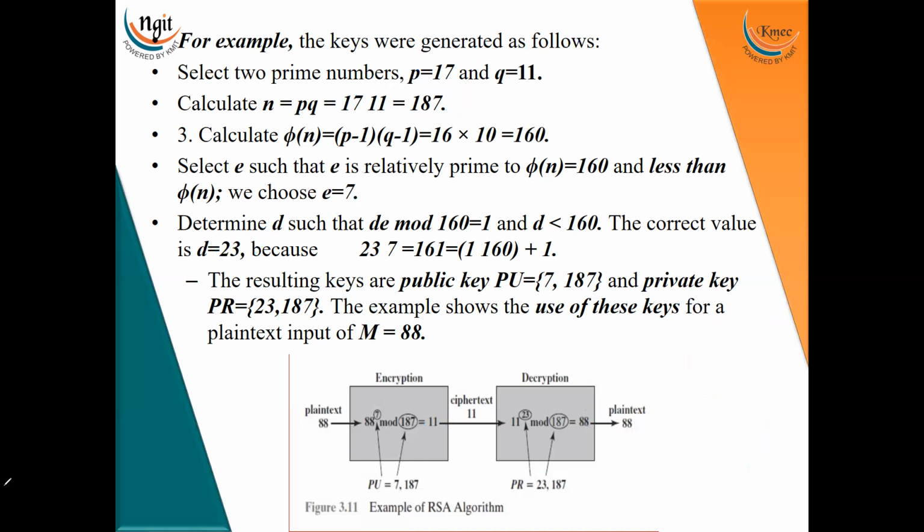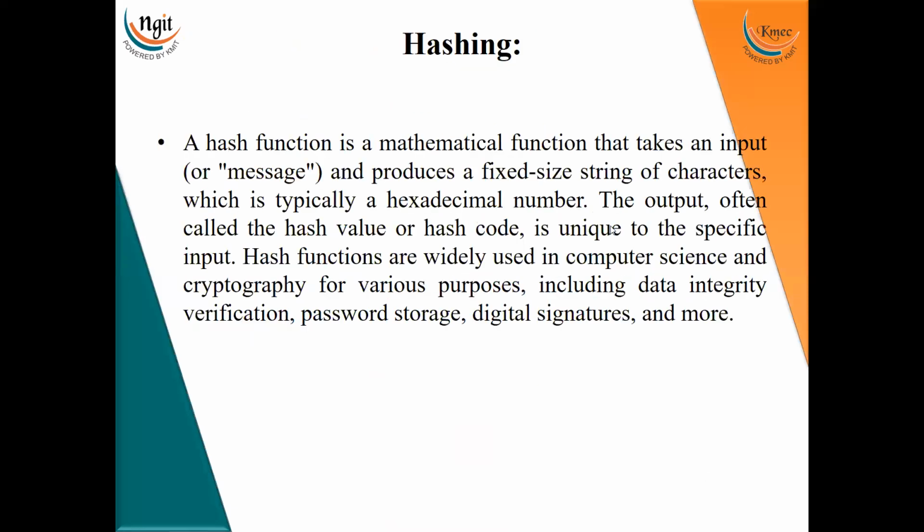Now we'll continue the same topic with what is meant by hashing. What is hashing? Hashing is a mathematical function. A hash function is a mathematical function that takes an input or message and produces a fixed-size string of characters, which is typically a hexadecimal number. The output is called the hash value or hash code. It is unique to the specific input. Hash functions are widely used in computer science and cryptography for various purposes, including data integrity verification, password storage, and digital signatures.